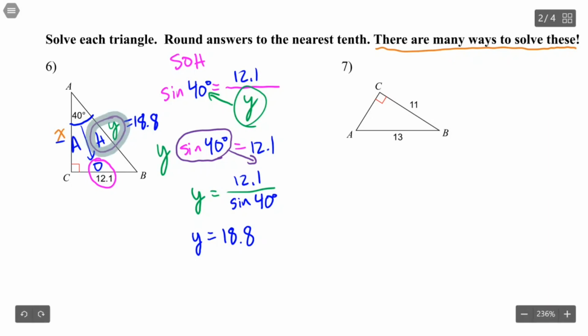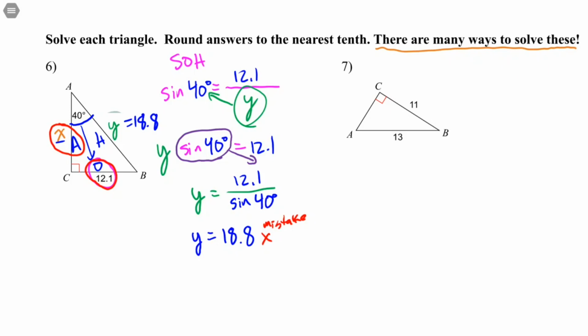So the best choice for solving for x is to actually use the opposite to find the adjacent. And that way we aren't using any of our calculated values. Also, if you happen to make a mistake here, then you're definitely going to make a mistake when you solve for x. So I don't want to use that number if I don't have to, and I don't have to.